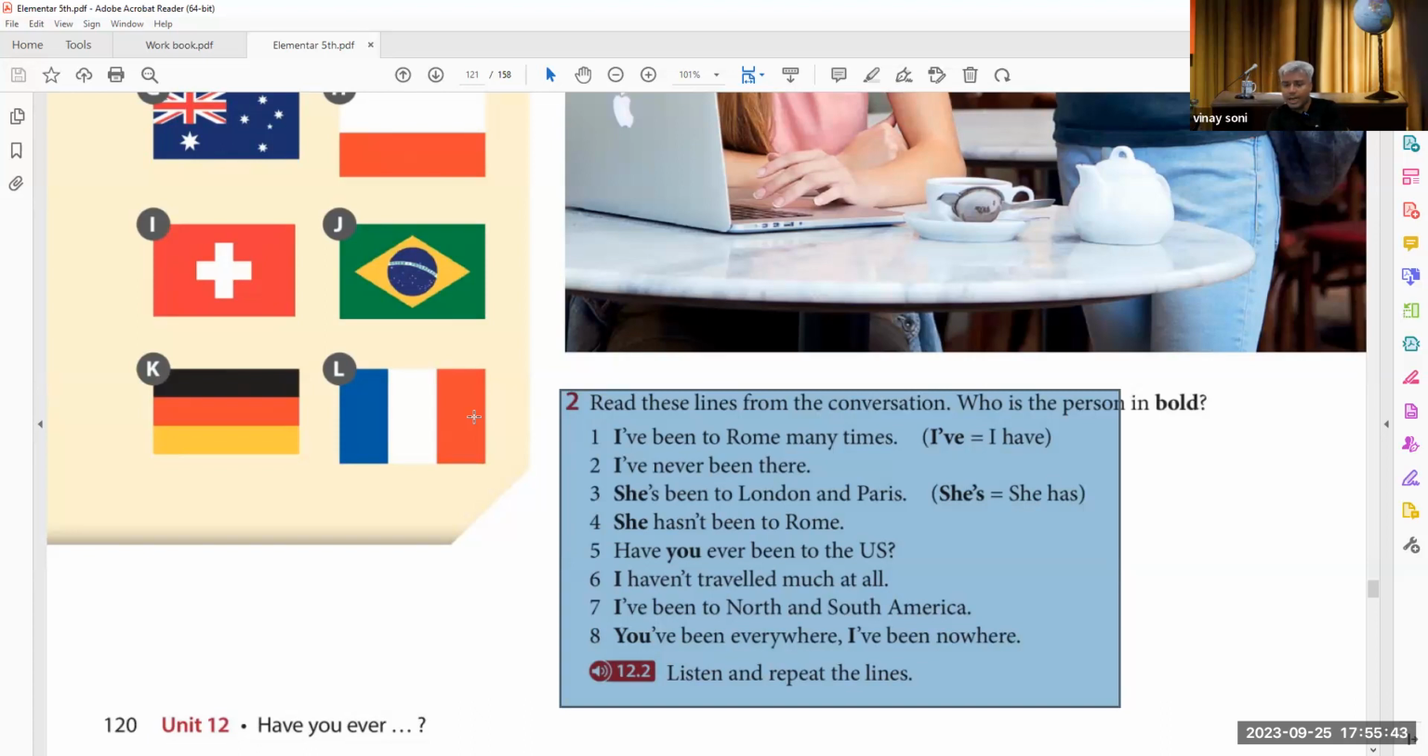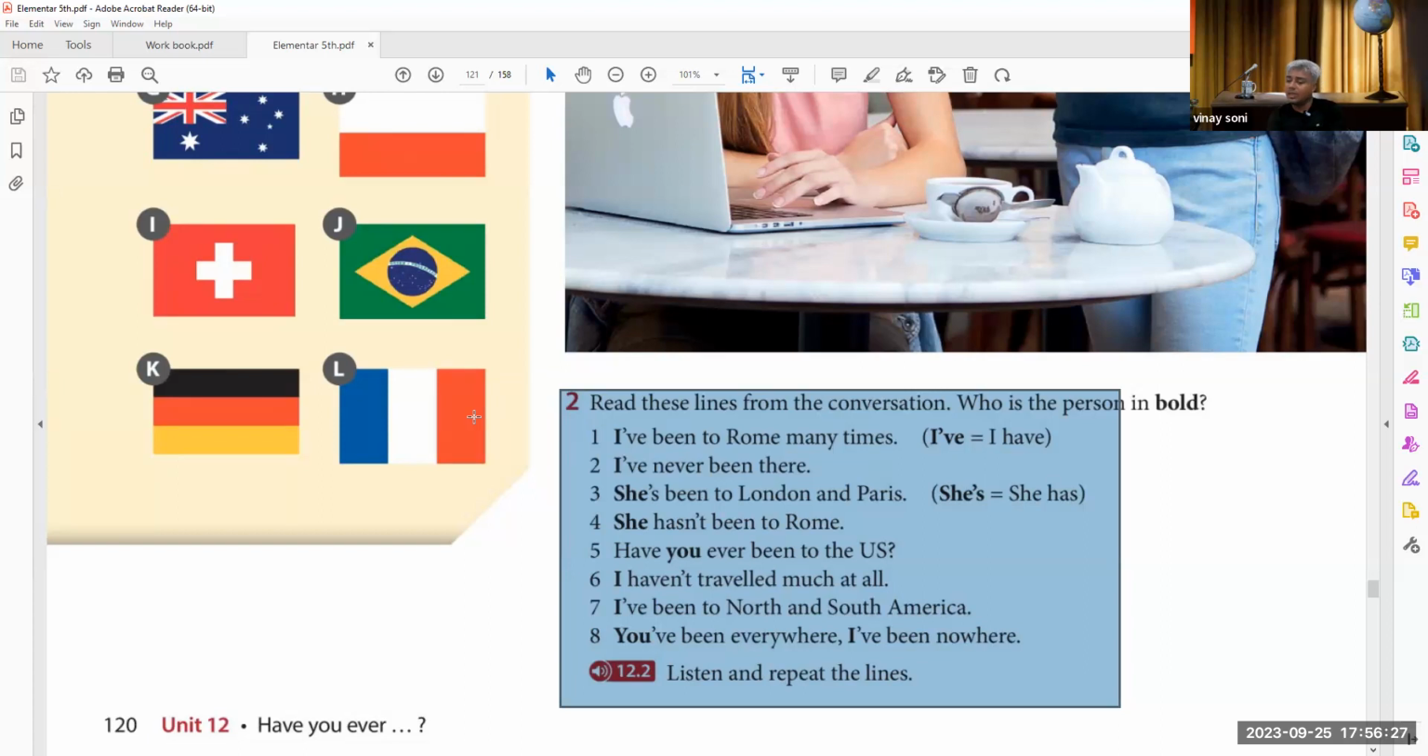Any problems? Now, have you ever been to the US? Have you ever been to the US? No, I haven't traveled much at all. I haven't traveled much at all. But the other one says, I've been to North and South America. Rudd says he has been to North and South America, right? Number 8, you've been everywhere. I've been nowhere. Right?